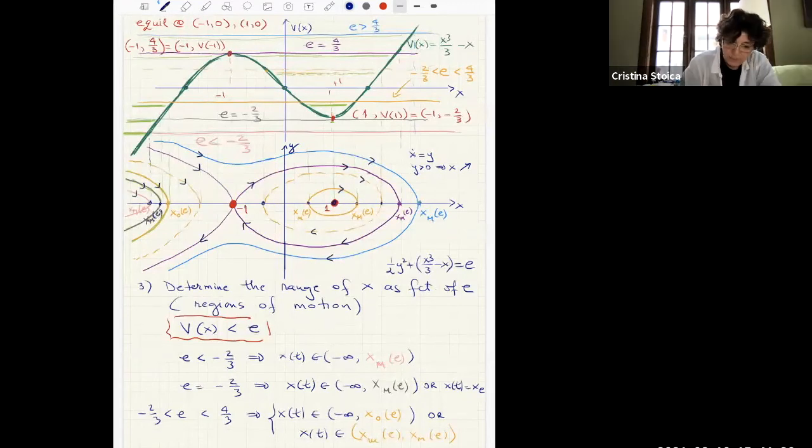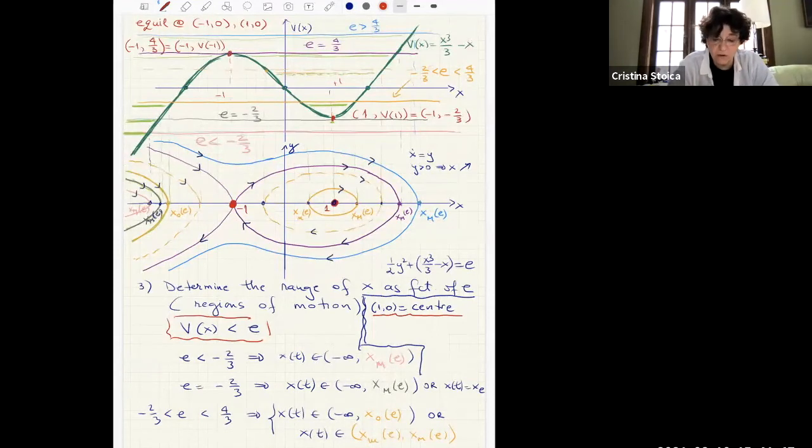So in our picture here, this busy picture, where should I make room for it? I'm going to squish it in here. So we have that (1, 0) will be a center. And I'm asking you this in your assignment: classify the equilibria. Whereas the other one, as we can see, some trajectories come in, some are going out.